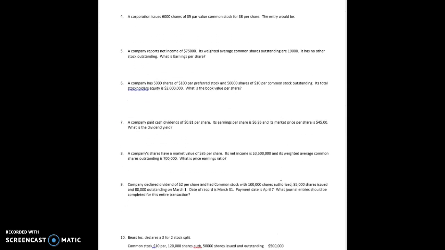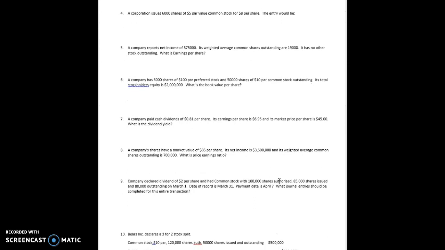All right, let's look at number 4. So number 4 says a corporation issues 6,000 shares of $5 par common stock for $8 per share. What is the entry? So what kind of entry would we do to issue stock that 6,000 shares that has a $5 par value, and we're issuing it for $8 per share? So we're issuing it above par, which is a premium. So we're debiting cash for the 6,000 shares times $8 per share. That's how much cash we're getting. So we're getting $48,000 in cash.